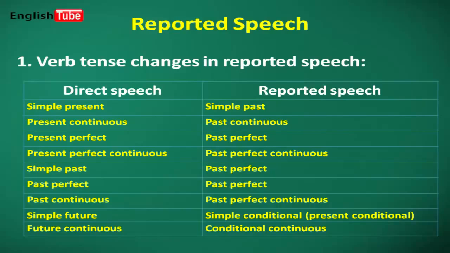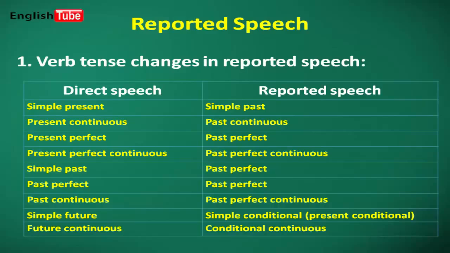If you have past perfect in the direct speech, then you will have past perfect in the reported speech. So there is no change in this situation for the past perfect. If you have past continuous in the direct speech, in the reported speech you will have past perfect continuous. If you have simple future, it becomes simple conditional or present conditional. You see, the same thing, just different names. If you have future continuous, then in the reported speech you will have conditional continuous.